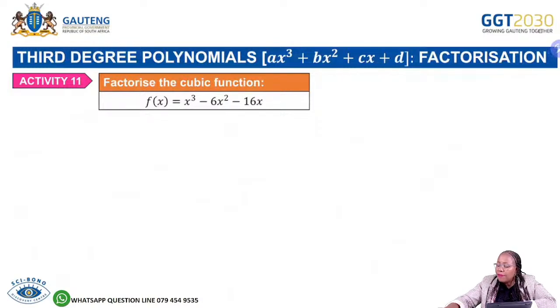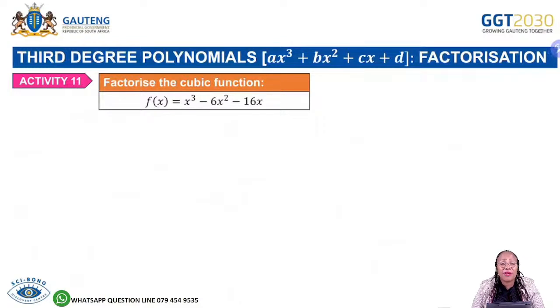Okay, we have done all the above activities, grade 12, because this is taking us to the factorization of a cubic function. Cubic function is a third degree, x to the power 3. So that is a third degree polynomial.